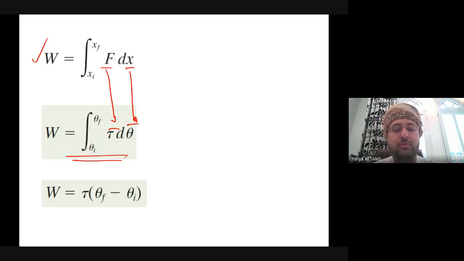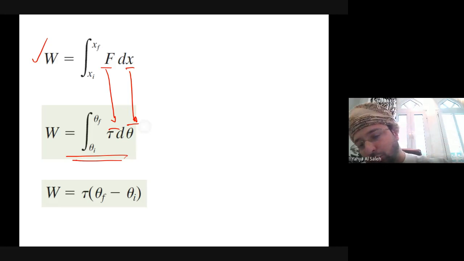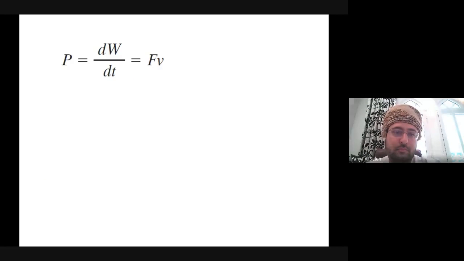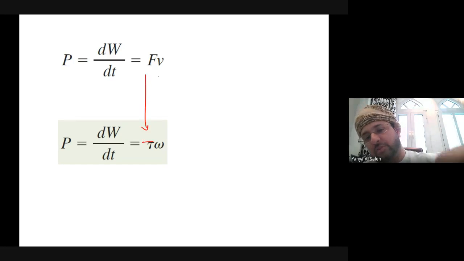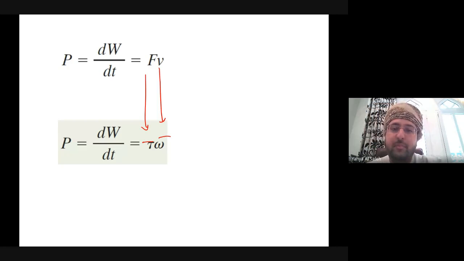Work is equal to torque and then the change in angle, just like it used to be F delta x. What about power? We had said that power is the rate of change of work, dW by dt. And since it was F d, it became F v. Now we do it again, we translate. F becomes torque, v becomes omega.